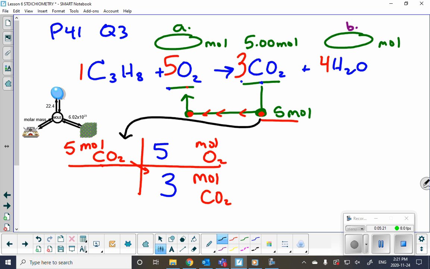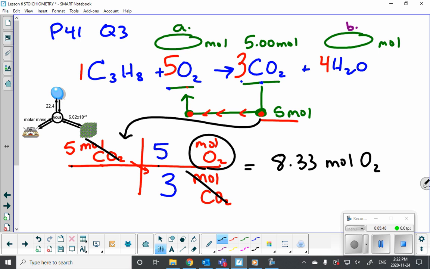So having said that, moles of carbon dioxide on the top cancels the words moles of carbon dioxide on the bottom. We're left with moles of oxygen. So math goes 5 times 5 is 25 divided by 3. That gives us a value of 8.33, and the only units we haven't canceled are moles of oxygen.